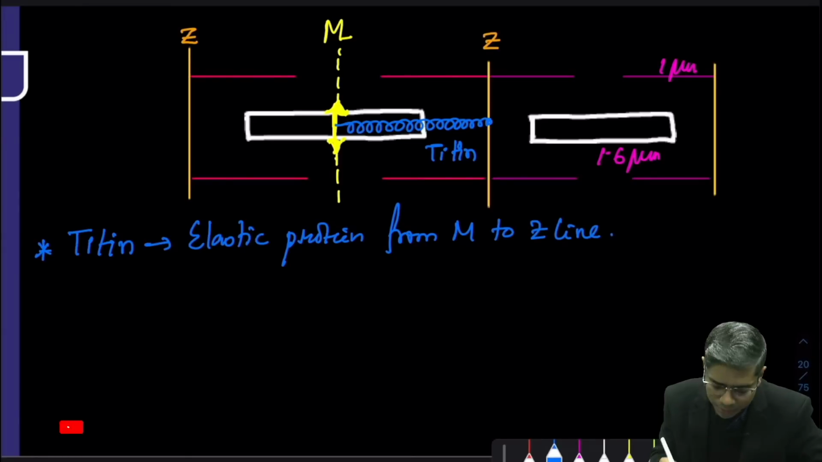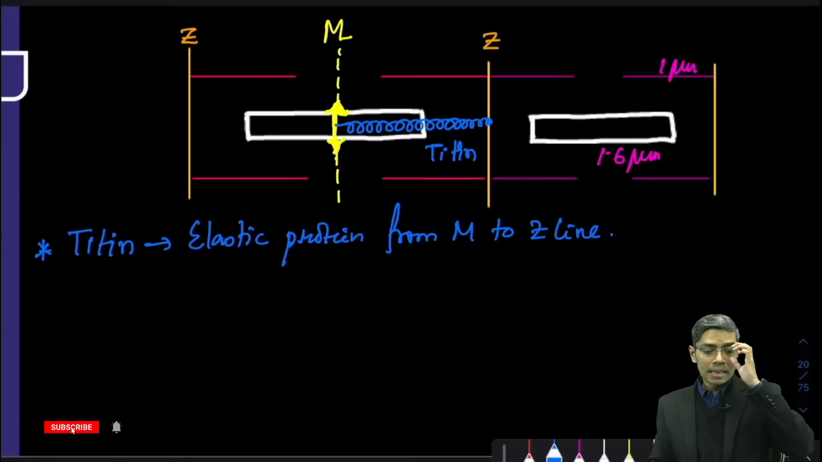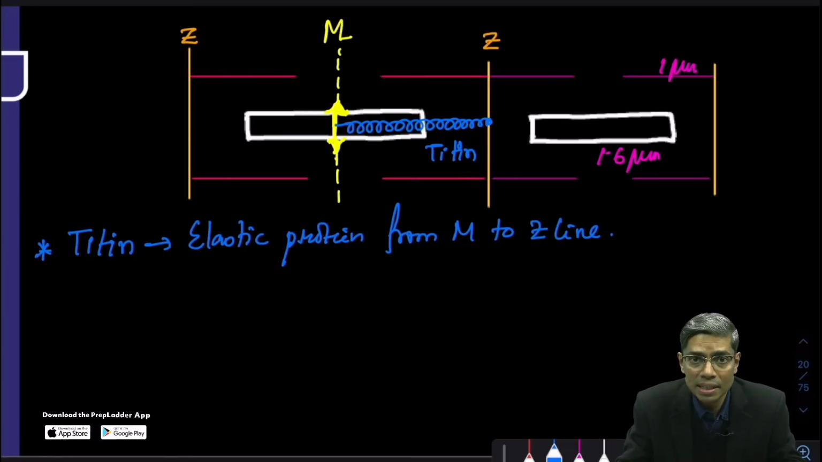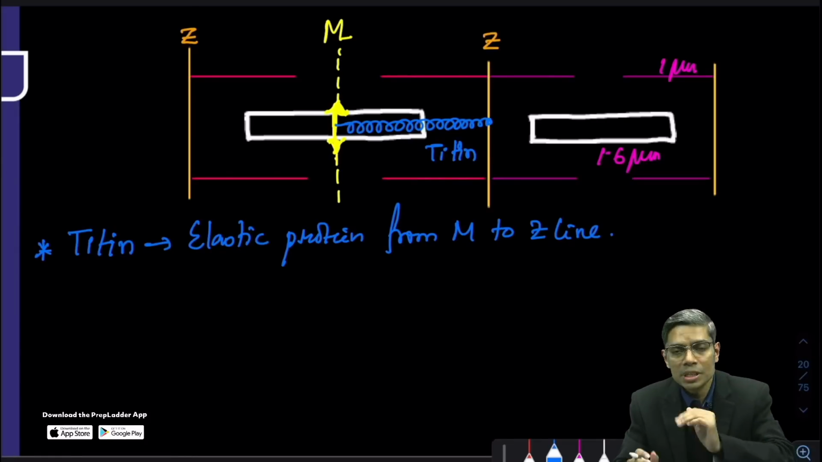This is the typical description of the titin protein, and it is said that the molecular weight of titin is very, very huge, one of the largest proteins in the human cell. It contains around 25,000 amino acids. So this is one of the largest proteins in the human cell, an elastic protein, an M to Z line protein.